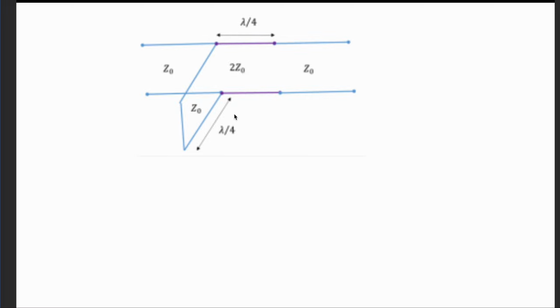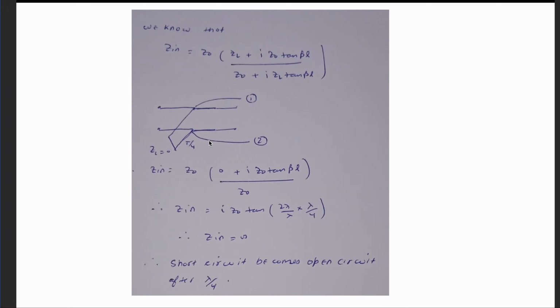But you can't define the exact impedance here, because impedance varies across the transmission line, right? Yes, sir. So this is the problem. Maybe let's go through it.